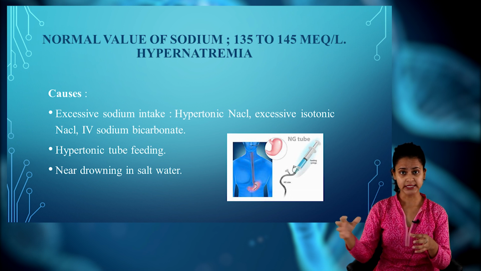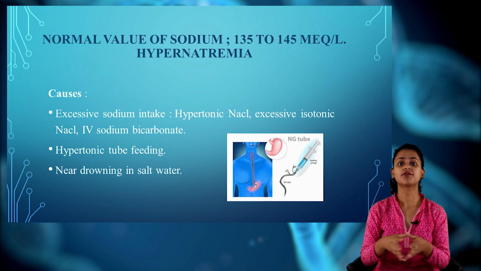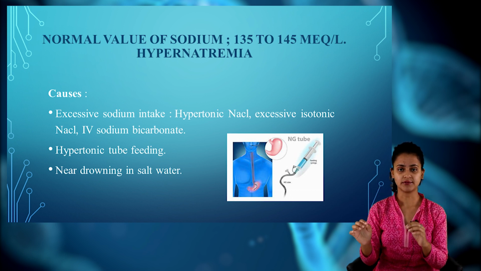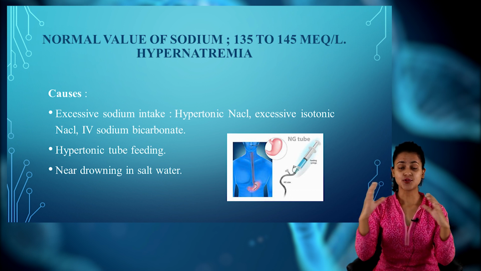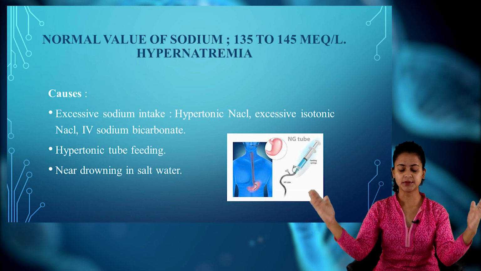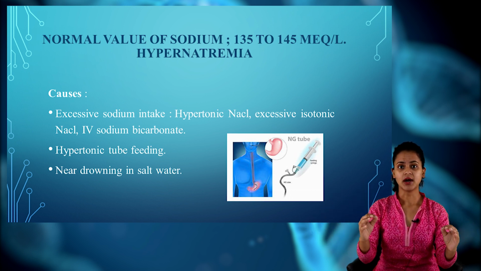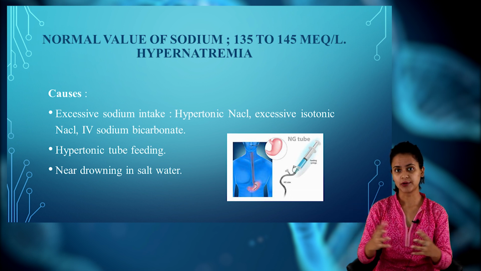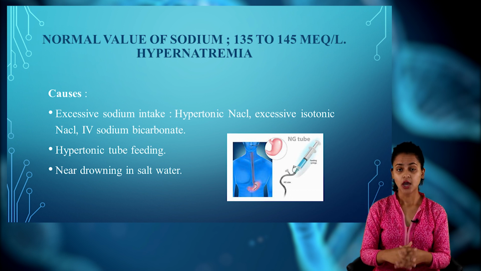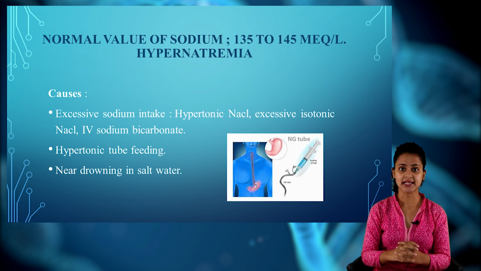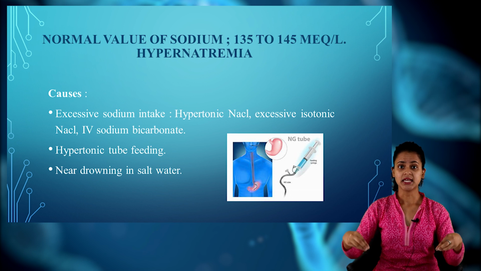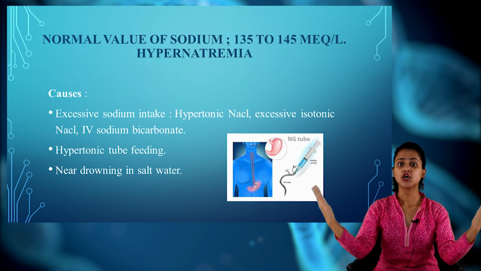It is a very important point that the normal value of sodium in an individual's body varies from 135 to 145 milliequivalents per liter. So this is the normal value of sodium in a particular individual's body. Now, if a client presents with a sodium level of more than 145 milliequivalents per liter, we are going to term the condition hypernatremia. So it indicates the person has a high level of sodium.